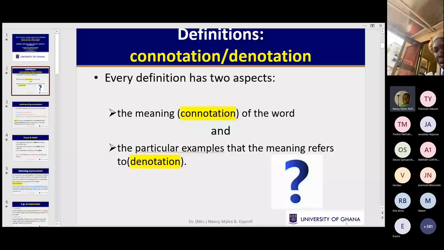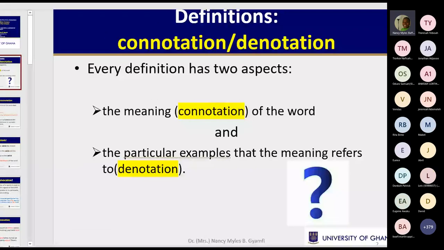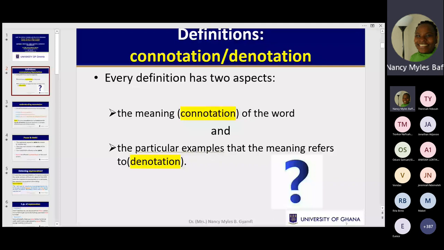Now, we are telling you on slide number one that whenever you see a definition, immediately let something come into your mind that a definition has two aspects to it. Two aspects. I didn't say two parts. And I didn't say two types. Look at the word I used. You are a critical mind. You want to be careful about language. Before you conclude, listen, okay?